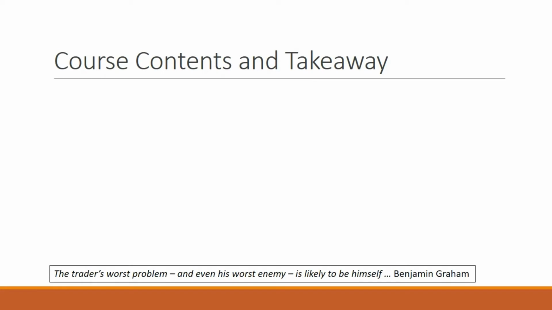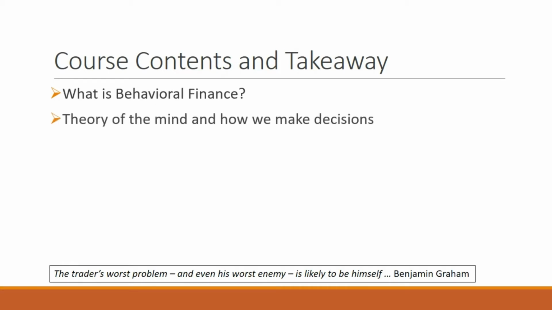So what are the contents of this course, and what can you expect to take away once the course is completed? First, we'll examine behavioral finance and show how it differs from classical economic theory, including the efficient market hypothesis. Secondly, we'll look at the theory of the mind, how the mind works, including both its rational and irrational components, and then how we make decisions.